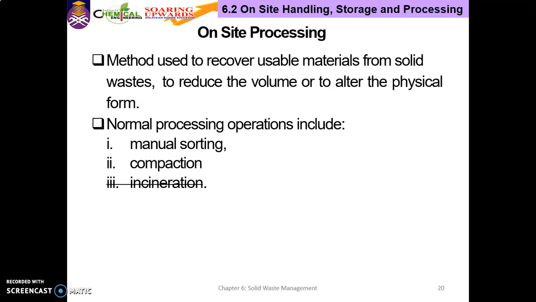On-site processing means you do the processing at your own place, at your own house. This method is used to recover usable materials from solid waste and also to reduce the volume or to alter the physical form. So for example, at your own place, you already segregate the kitchen waste at one place, paper in one bin, tin cans in one bin, and bottles in another bin.